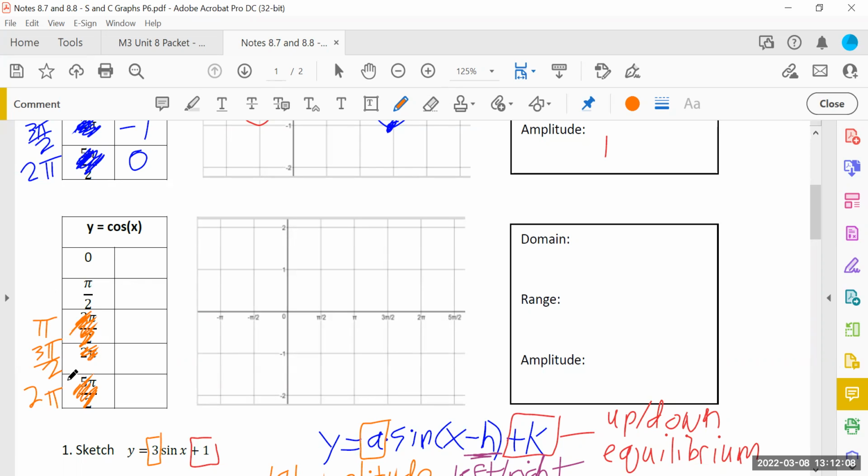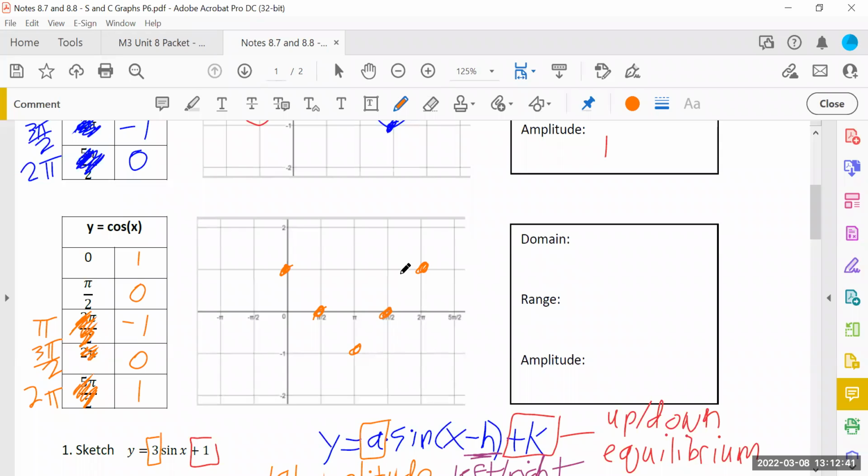And if you look at the unit circle or you look up the values for cosine, at 0, cosine is 1. But then at pi over 2, it goes to 0. At pi, it's at -1. At 3 pi over 2, it's at 0 again. And at 2 pi, it's back to 1. So its graph looks like this. Top, middle, bottom, middle, top.